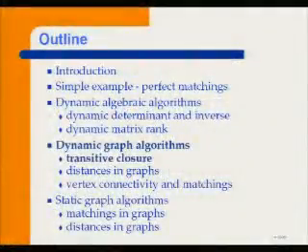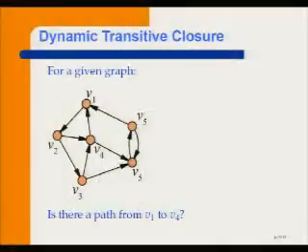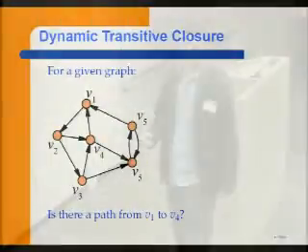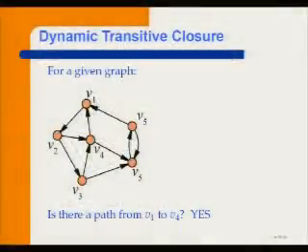Okay, so let's move to the applications. We would like to solve the dynamic transitive closure problem. We are given a graph, and the queries are as follows. Is there a path from V1 to V4? In this graph, yes, there is. But perhaps you would like to delete some edge from the graph and then ask again if there is a path. And in this case, there is no path.